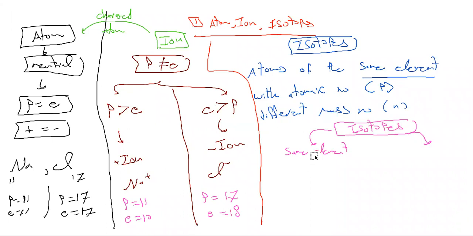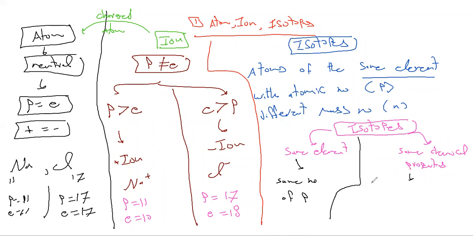And we said that isotopes have same element and they have same chemical properties. Explain why for both. Same element because they have same number of protons. And why do they have same chemical properties? They have same number of electrons in the outer shell. This for the first one.